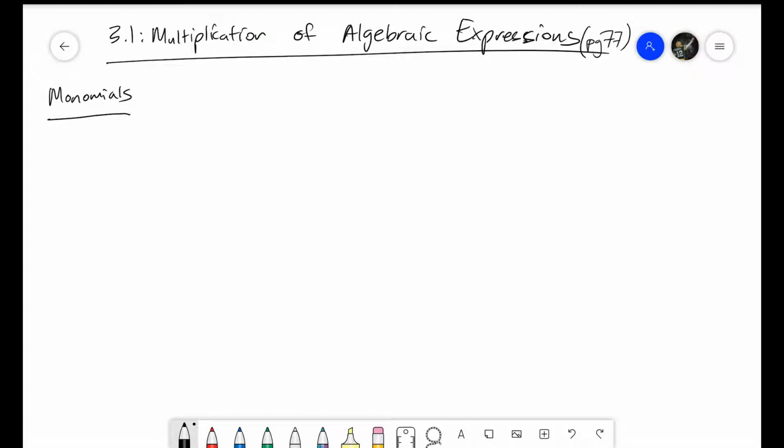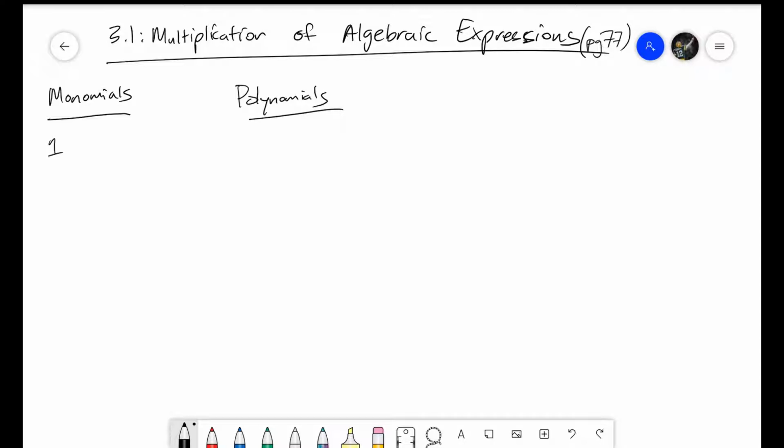In this video, we'll be looking at multiplication of algebraic expressions. This is lesson 3.1 and is found on page 77. So there are two types of algebraic expressions that we'll be looking at. They are monomials and polynomials.